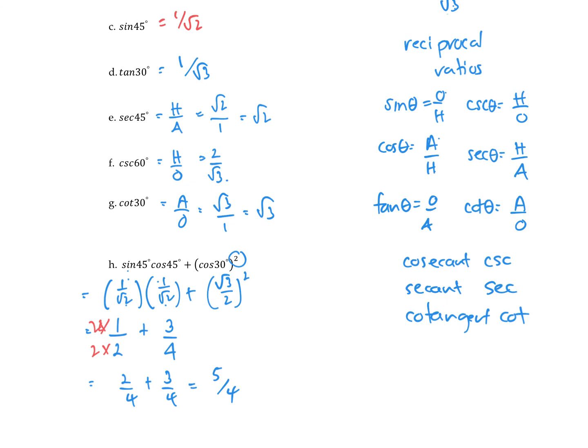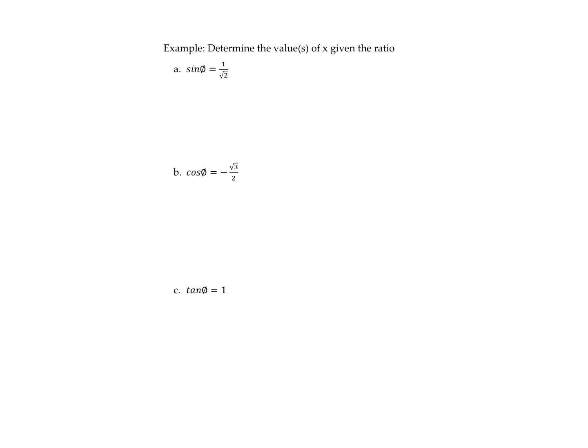In these questions we had the angle. We wanted to find the ratio. In this question we can also work the other way. If we are given the ratio, we can find the angle. So the reverse, we're given the ratio, we want to find the angle.